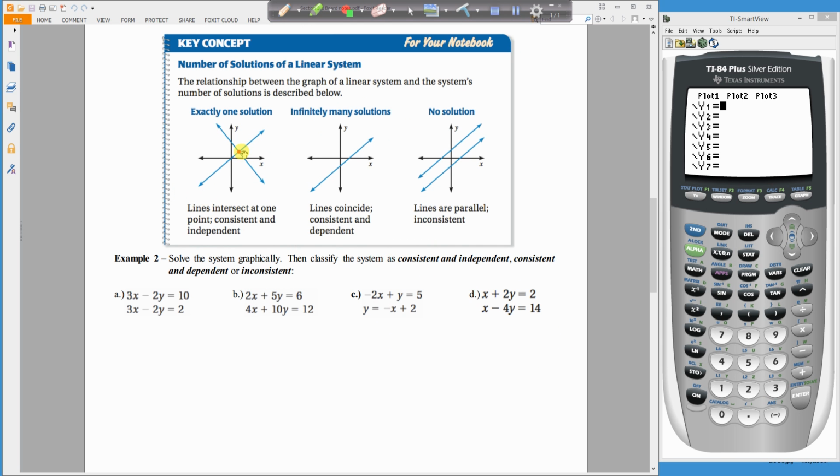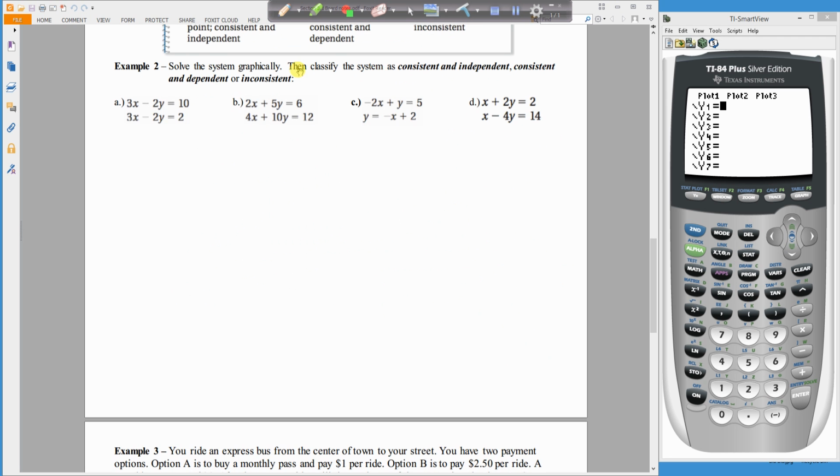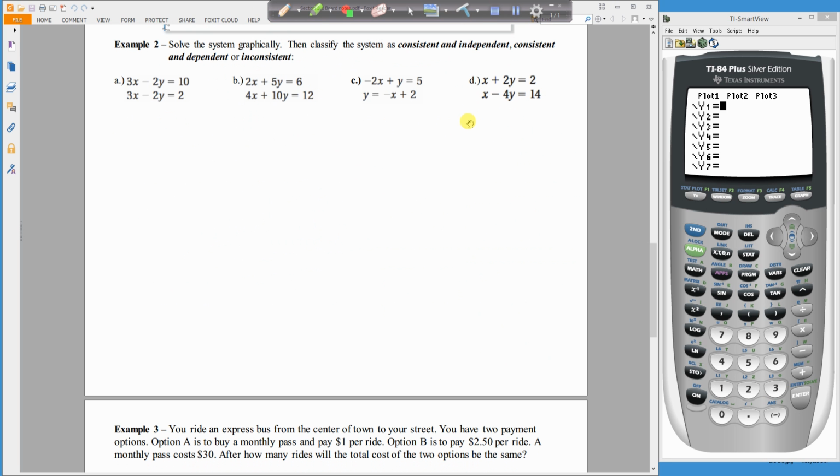Okay, vocab you have to use here. This is one solution only, so it's consistent and independent. Infinitely many solutions, consistent and dependent. No solutions, just plain old inconsistent. Okay, so you need to know the vocab to classify systems. All right, so classify the system. Let's just do this same exact thing that we just did. Let's quickly go through the first three.